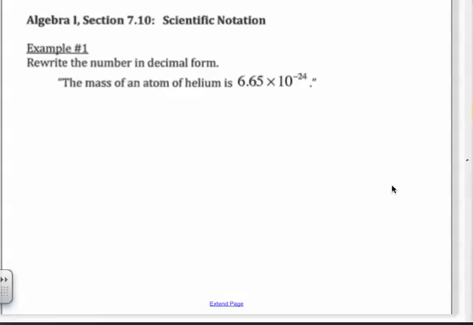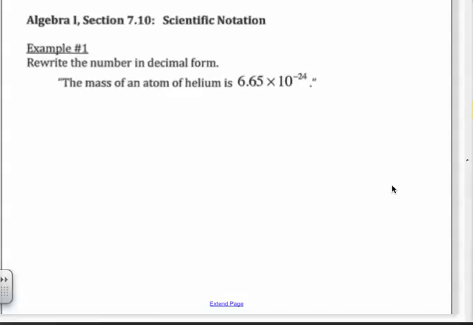All right. Because we may have a lot of these atoms. We want to know what the mass of a lot of these atoms are, and we'd be multiplying the two things. And rather than multiplying these numbers in standard form, we'd multiply them in scientific notation. But let's just look at this. It says mass of an atom of helium is 6.65 times 10 to the negative 24. They want us to rewrite that in decimal form.